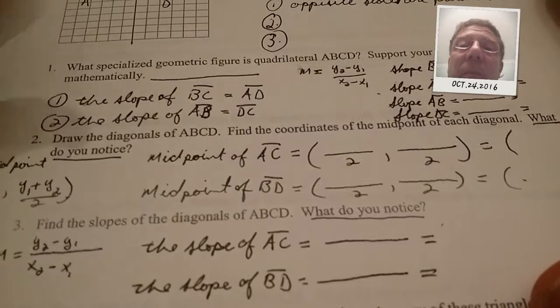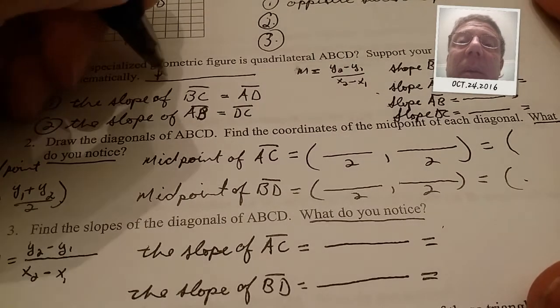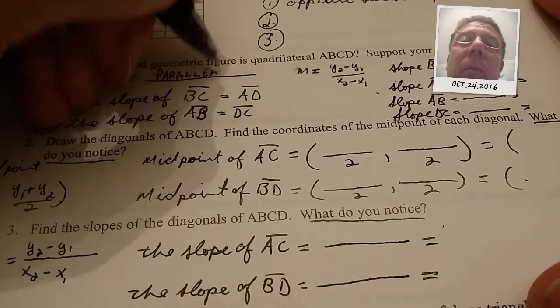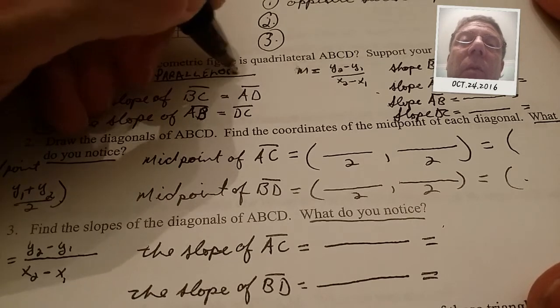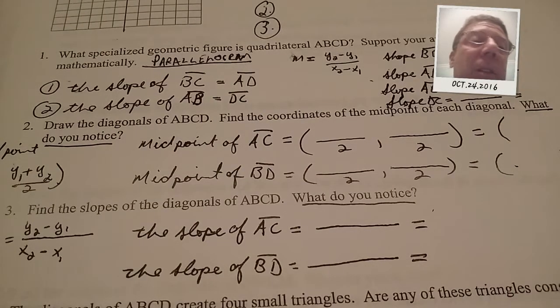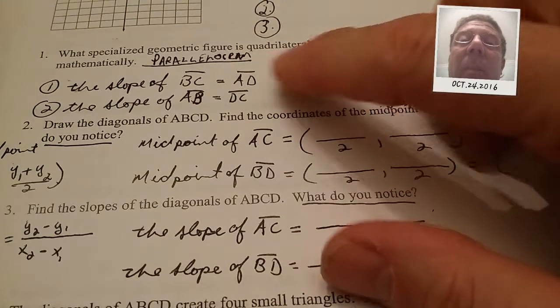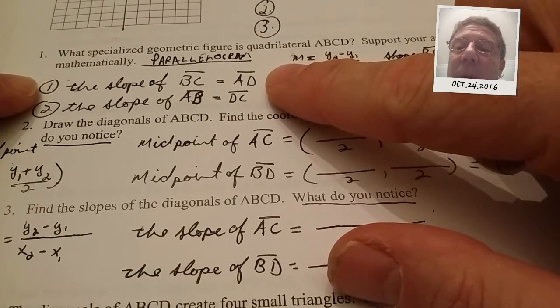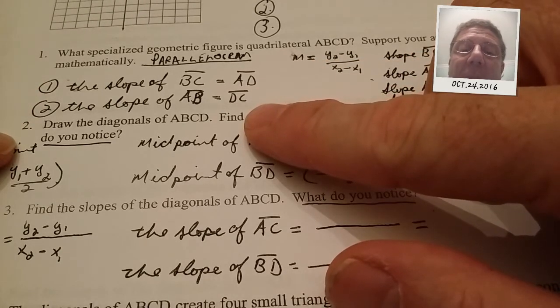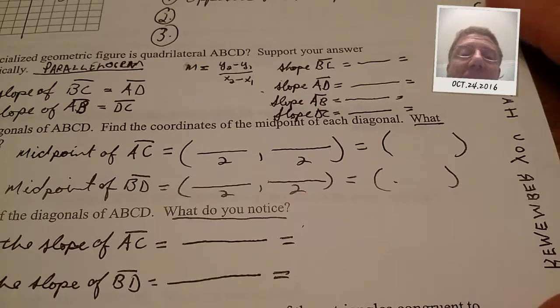So I read the first question, and it says, what specialized geometric figure is the quadrilateral, and support your answer. Well, I happen to think it's a parallelogram. You can't say something like, well, dude, it looks like a parallelogram. We need to actually prove it algebraically. In order to prove it algebraically, the slope of BC has to be equal to the slope of AD, and the slope of AB has to be congruent to the slope of DC.